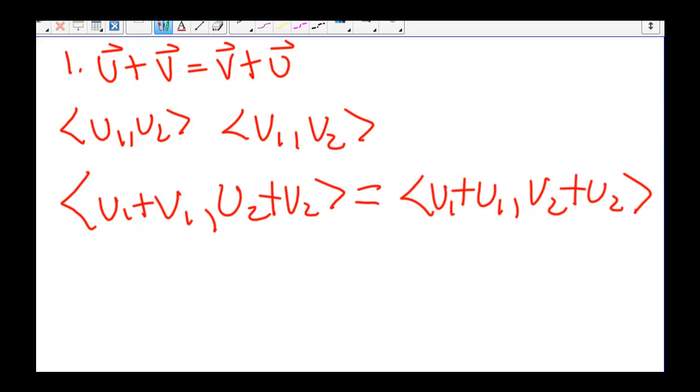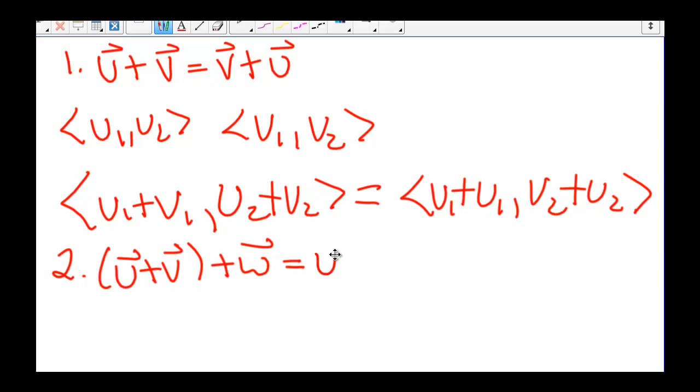Alright, so our next property is the associative property of addition. So that says that we have the vector u plus v in parentheses, and we add that to the vector w. That's the same as u plus the vector v plus w. So this says that we can group vectors to add any way we like.